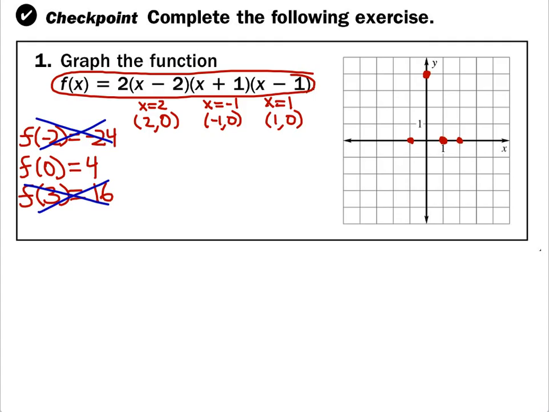We now need to worry about end behavior. That will give us the arrow direction. With the arrows and the points, we should be able to make ourselves a graph. So, this is a polynomial function with 1, 2, 3 factors. So it's a cubic function.